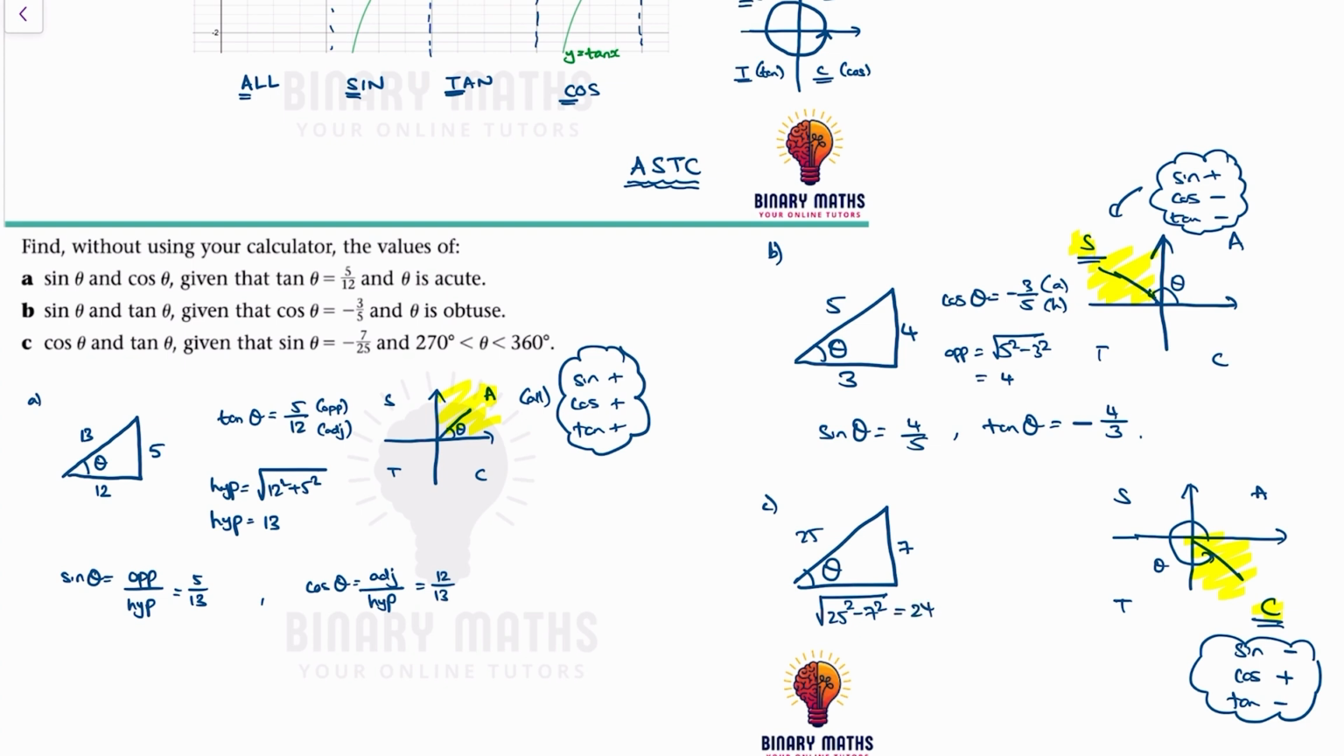So if I want to find cos theta, it is positive from my diagram. So it's going to be adjacent over hypotenuse, which is 24/25. And tan theta is a negative value, it's opposite over adjacent, which is equal to 7/24. So those are my answers.